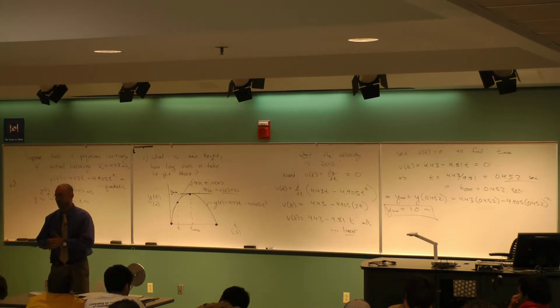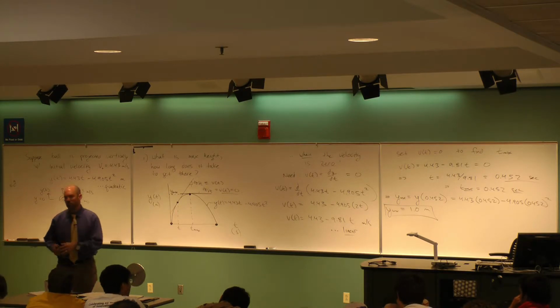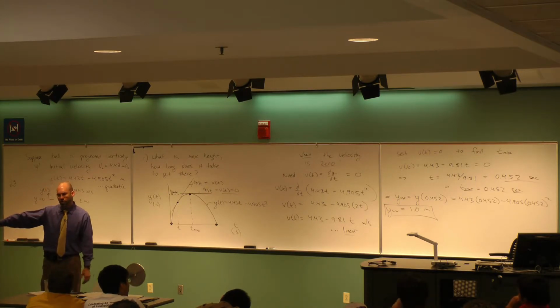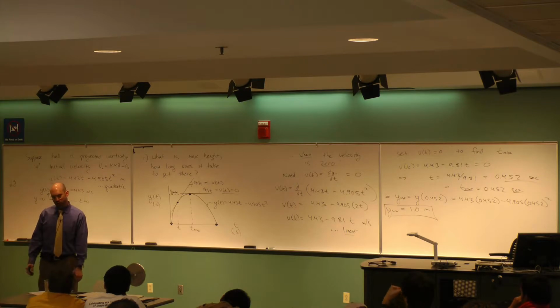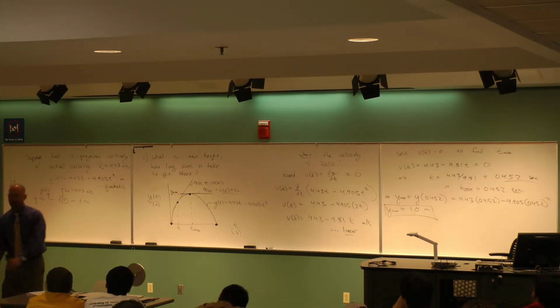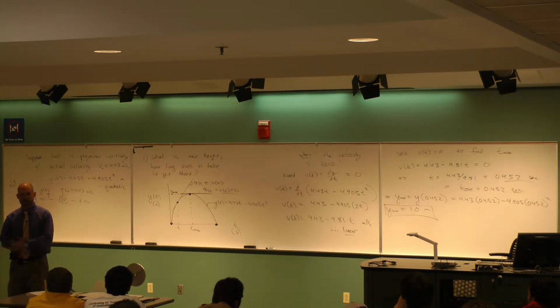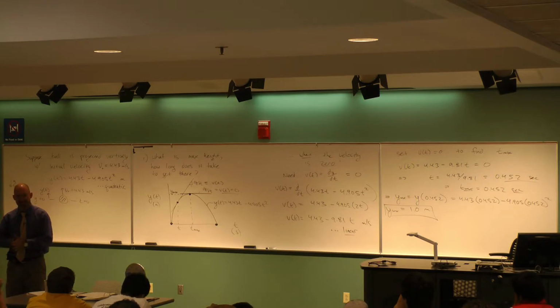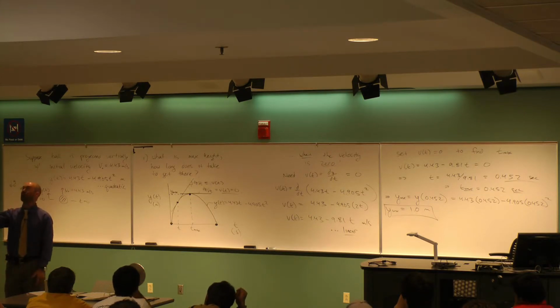Okay. So if my initial velocity is 0, the answer is 1.0. And if my initial velocity is 4.43, the answer is also 1.0. Is there another initial velocity for which the answer would be 1.0? Who can tell me the relationship between this problem with 4.43 and this problem that takes 0.452 seconds to hit the ground?